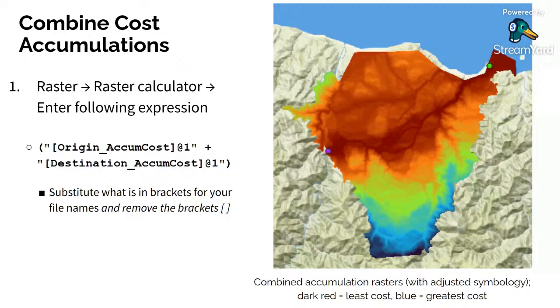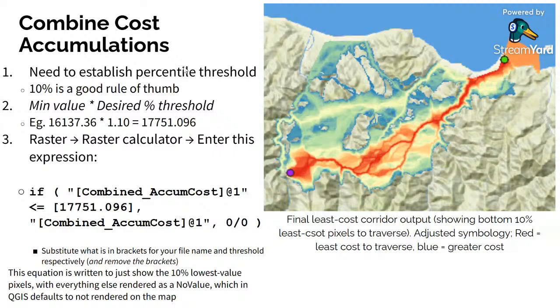Again, we want the lowest 10% of pixels, the lowest least cost pixels. So that is our percentile threshold. The actual percentage number will vary based on your study area, your study aims. 10% is just generally a good rule of thumb. So to get that, we will take the minimum value in our raster, the minimum pixel value, and we will multiply it by our desired percentage threshold.